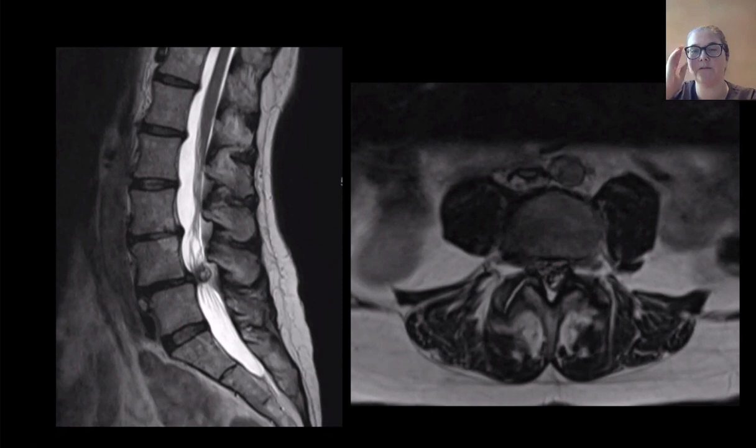So facet synovial cysts, occasionally you can see them on CT. On CT, sometimes they actually have a little bit of spontaneous hyperdensity in the facet synovial cyst, and this is a classic appearance on MR. Bright T2 centrally, dark T2 along the periphery.